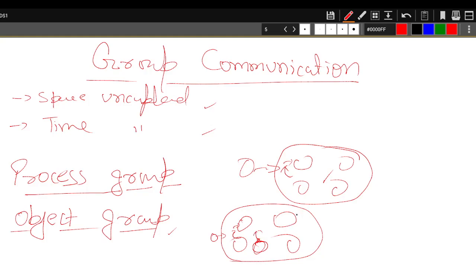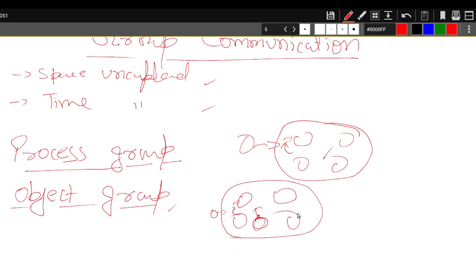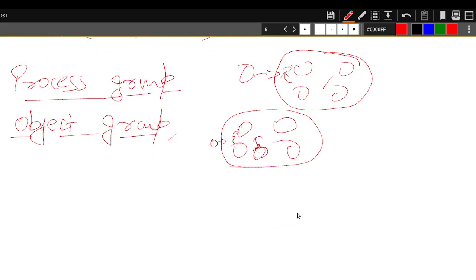Now, you can understand from here, what is the possibility? Only the group members can send a message to other group members, or an outsider can send a message to all of them. What do you think? Can somebody guess it? Sir, I think only group members can communicate with each other.